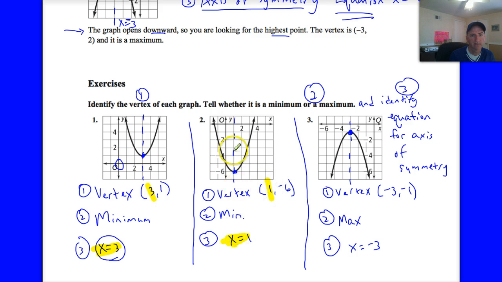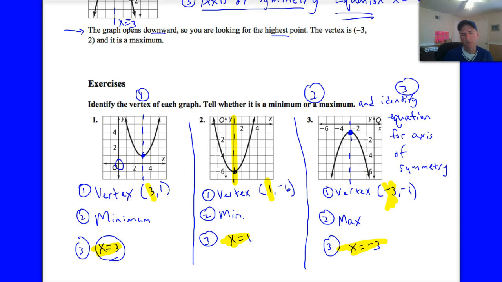Okay, the axis of symmetry always goes through the vertex, and all those x values are the same value as that value of the vertex. So it's really pretty simple. It's just understanding that it's there. Okay, so vertex for the last one, (-3, -1), went to the left 3, down 1. It's a maximum because it opens down, and the equation is x equals -3.